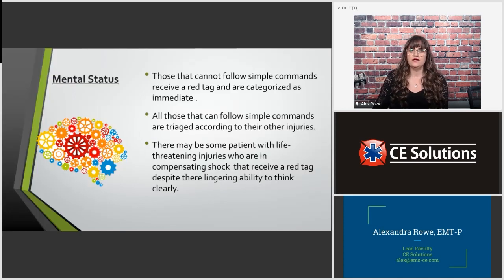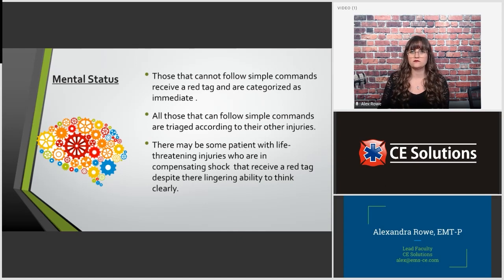Mental status. So assessing the mental status of a patient should be as easy as walking up to them and talking to them, right? Obviously, those that have already removed themselves from the area have an intact mental status. They were able to follow commands. Those that cannot follow simple commands will end up probably receiving a red tag, categorized as immediate because they are altered. In this type of situation, we want to use the AVPU scale. So alert, verbal, pain, and unresponsive. If they are alert, then we ask them, do we get into their entire medical history during triage? No. All we need to know is they are alert, looking at us, and know what's going on.